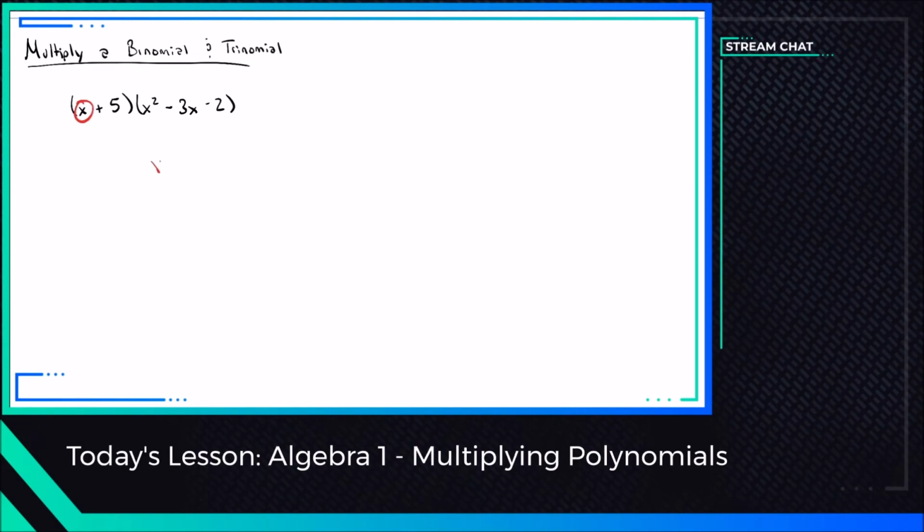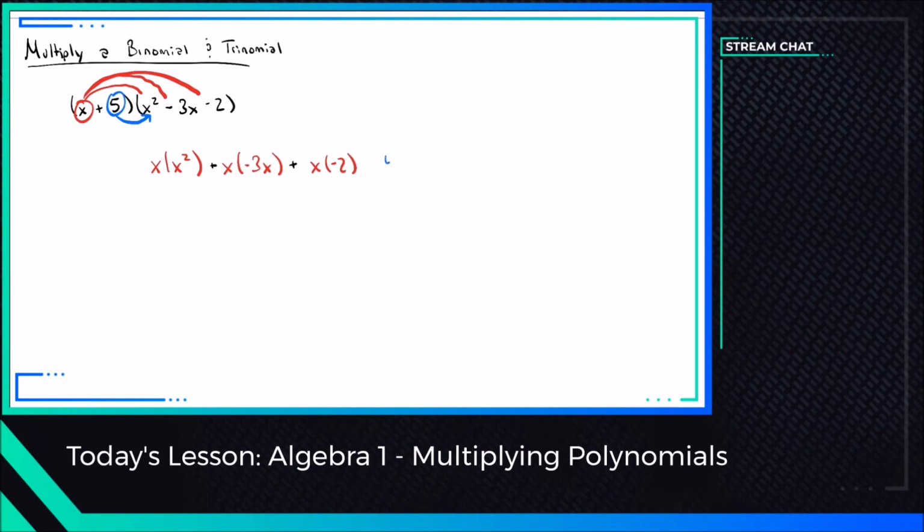We'll write it down here, and that has to be multiplied by an x squared, and it has to be multiplied by a negative 3x, and it has to be multiplied by a negative 2. We're going to put some plus signs in between there. So there's all our x terms. And then we're going to take this 5 and multiply it through on everything.